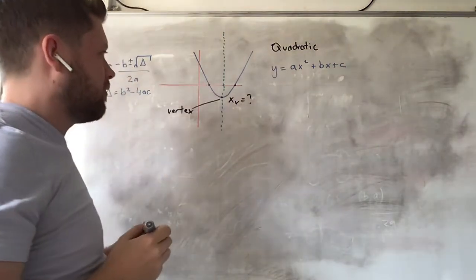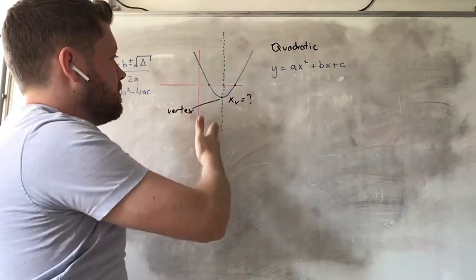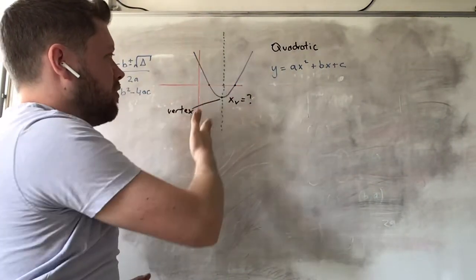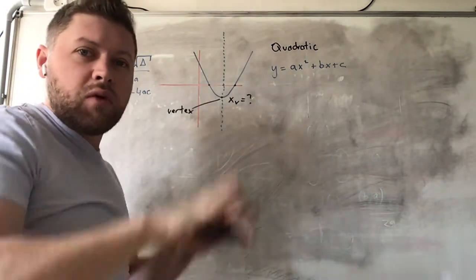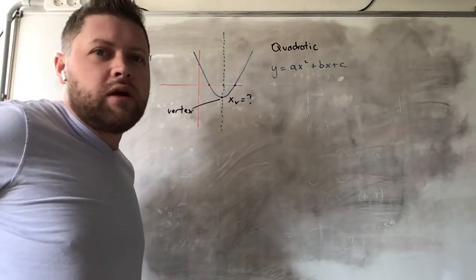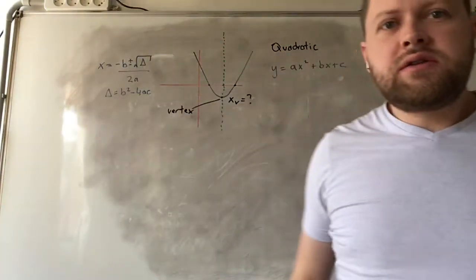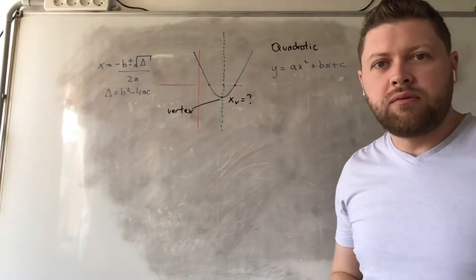We want to find xv. What is the x-coordinate of the vertex, which is the same as the x-coordinate of the line of symmetry? Now I don't want the y-coordinate, we don't care about that, I just want the x-coordinate. Okay, how would you do this? Well, you can think about the symmetry involved here to help you.